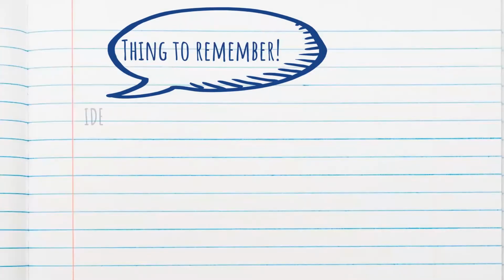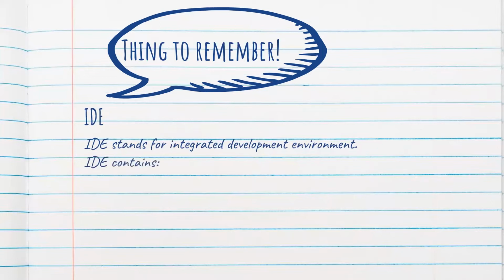Whenever we have to write a program, we do it by installing an IDE in our computer. IDE stands for Integrated Development Environment. If you do not install an IDE in your computer, you will not be able to write a program. An IDE contains different things. The first thing is code editor. Code editor is the area on which we write a program.